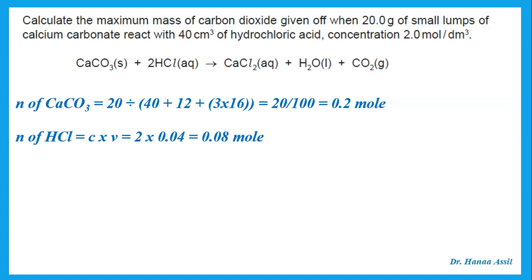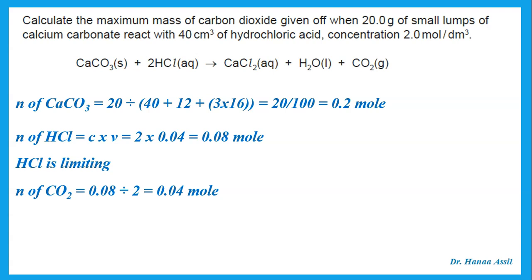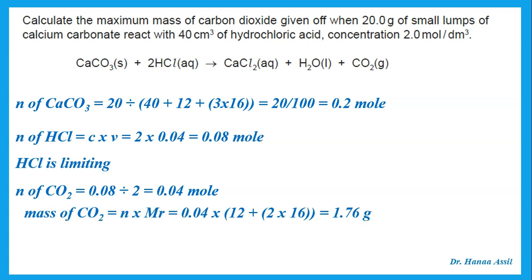From the equation, the number of moles of HCl should be twice that of the calcium carbonate. Actually, it is much less than the calcium carbonate. That means that the calcium carbonate is excess, and I'm not going to use it for any calculations. We need the number of moles of HCl because the HCl is the one that is limiting. It's not excess. So I compare it to the CO2. The number of moles of CO2 is half the number of moles of HCl, and I can get the mass, that's number of moles times Mr.